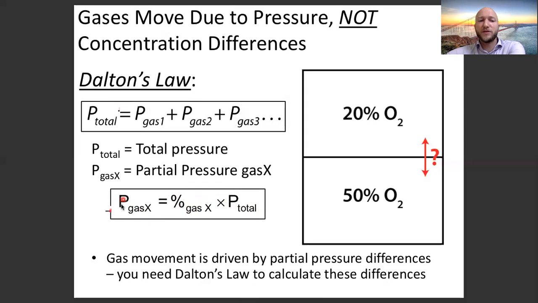So partial pressure of gas X is equal to what percentage is that gas of the total? Is that gas 10% of the total? Is that gas 30% of the total? Is that gas 50% of the total? So percent of the total for that gas times total pressure. Gas movement is driven by partial pressure differences. You need Dalton's law to calculate these partial pressure differences.